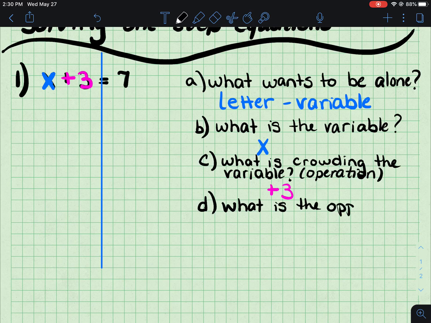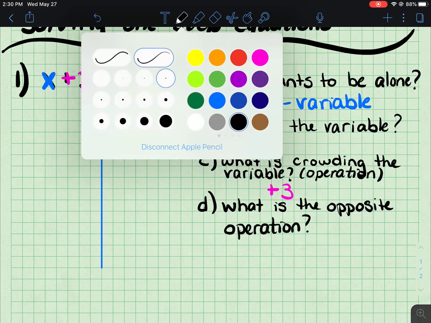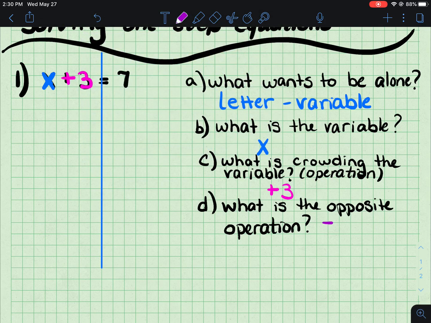And for those of you who already did this problem, sometimes you probably don't think through these questions, and you really are going to have to start disciplining yourself to think through these questions, especially when we get to all letters in a problem. What is the opposite operation? Well, if we had a plus 3, the opposite of plus 3 is going to be minus 3. So we're going to minus 3. That's how we're going to move that out of the way.